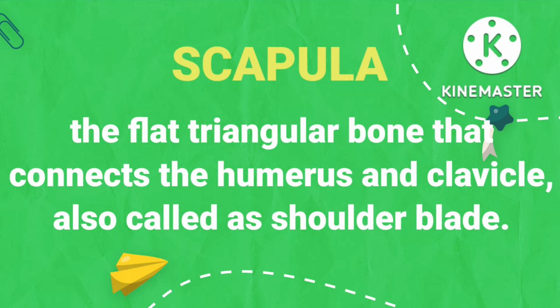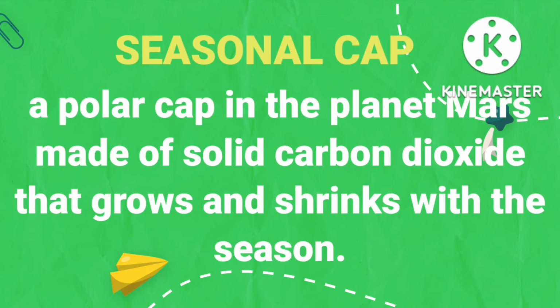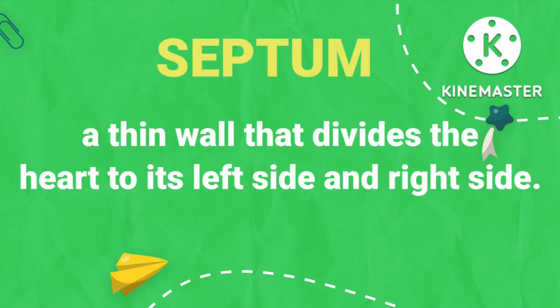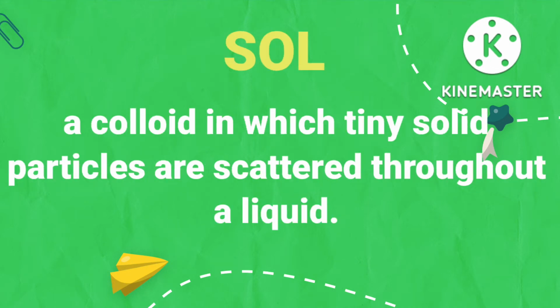Scapula. The flat triangular bone that connects the humerus and clavicle, also called a shoulder blade. Seasonal cap. A polar cap on the planet Mars made of solid carbon dioxide that grows and shrinks with the season. Septum. A thin wall that divides the heart into its left side and right side.